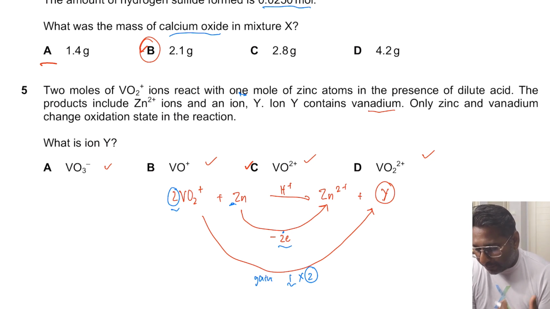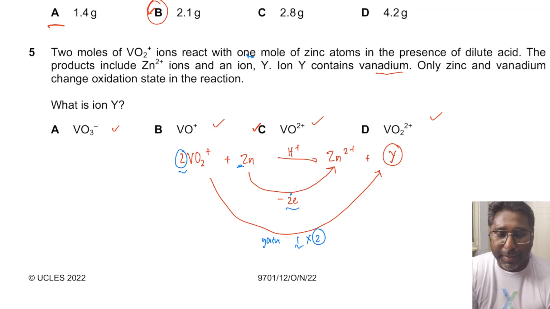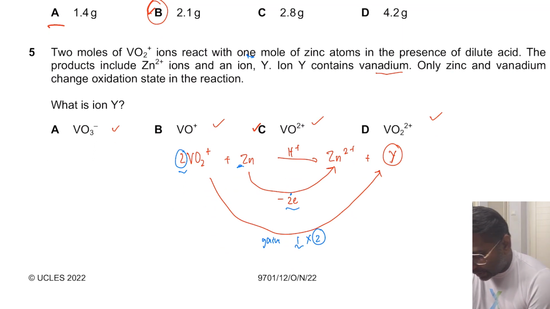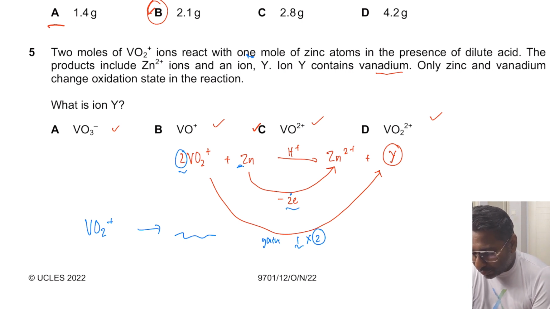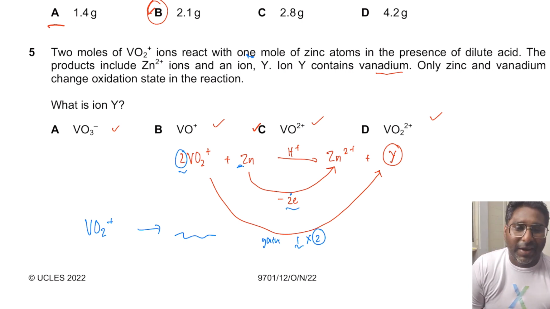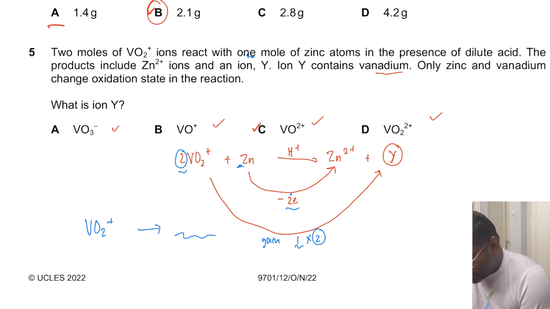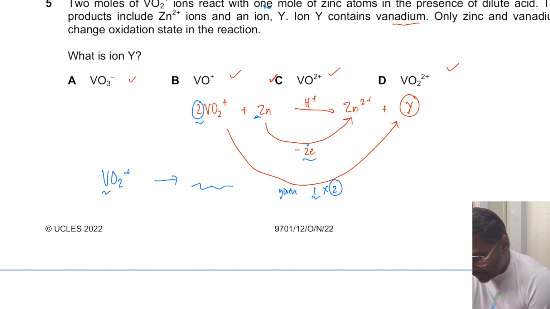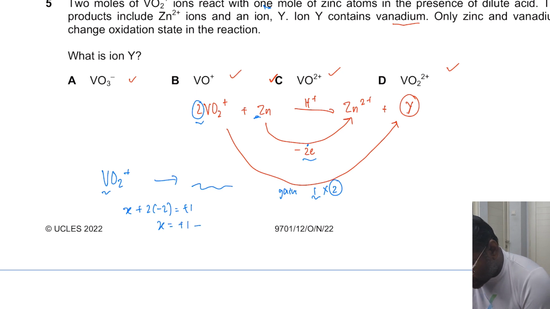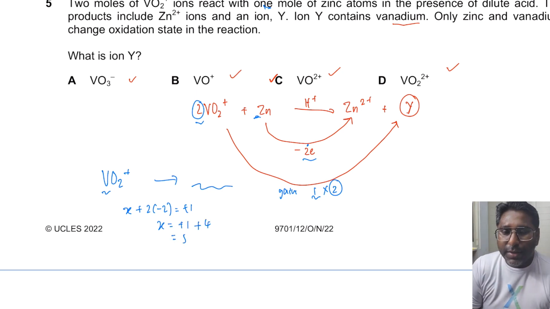What this will help me do is tell me that when VO2 plus changes to something, it is gaining 1 electron. If you look at the oxidation number of vanadium over here, you can just put X, so X plus 2 times negative 2 for oxygen equals plus 1. So X is going to be plus 1 plus 4, so the oxidation number is 5.